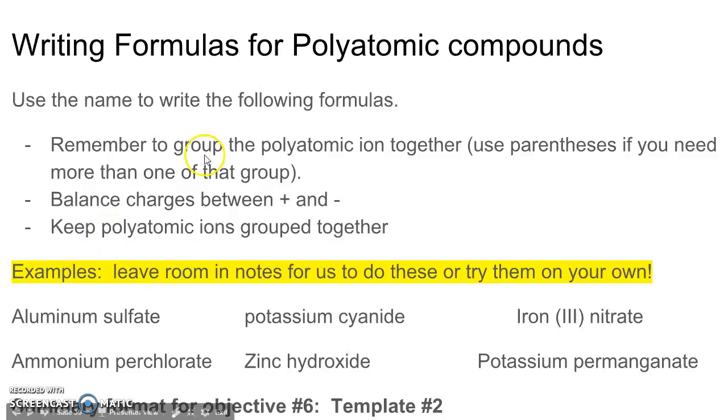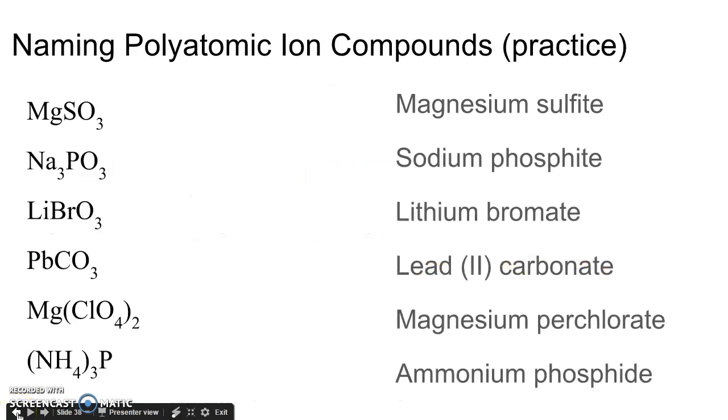The biggest thing is going to be keeping them grouped together, just like on the previous slide, where if I need 2 of this perchlorate group, of the ClO4 group, I have to put it in parentheses to show that I have 2 of that whole group, not just putting a 2 after it and saying I have 2 more of the 4 oxygen sets. The same thing here with the ammonium. I need 3 total ammoniums to balance out the phosphorus, which is why you have to put it in parentheses.